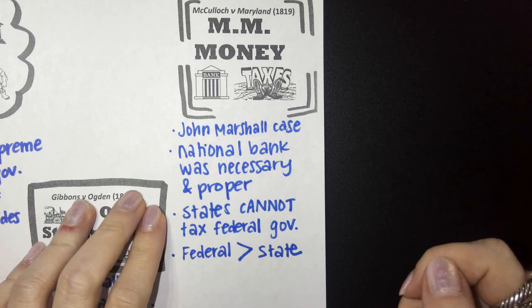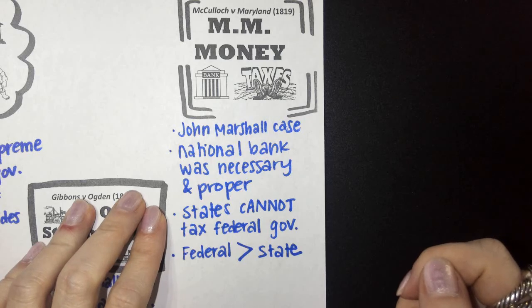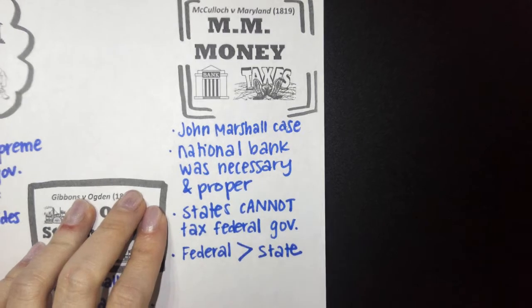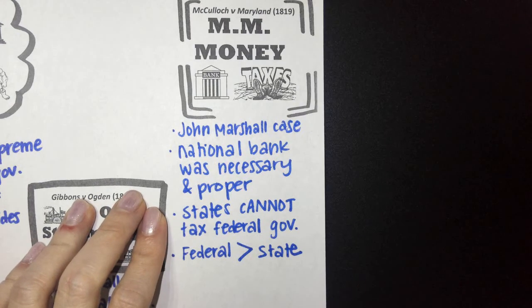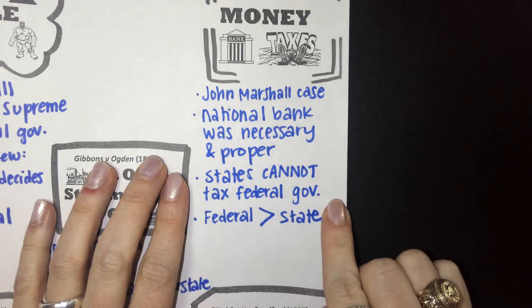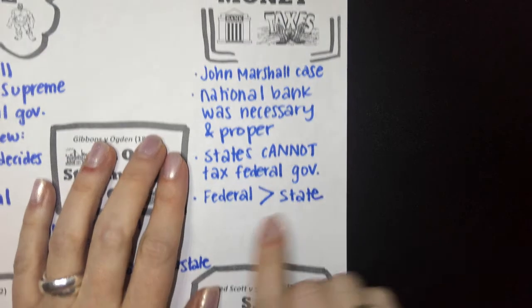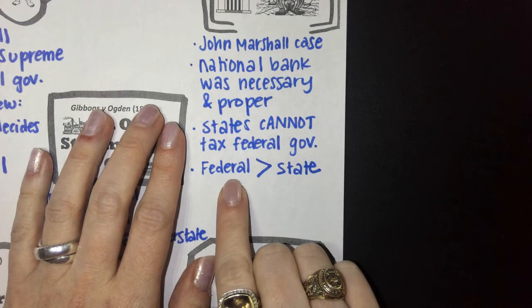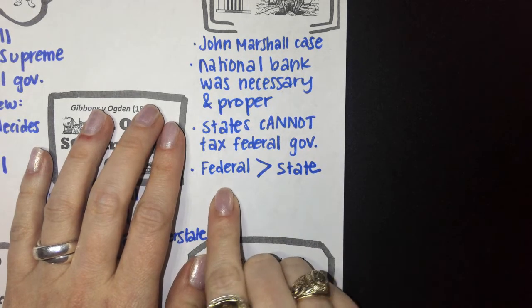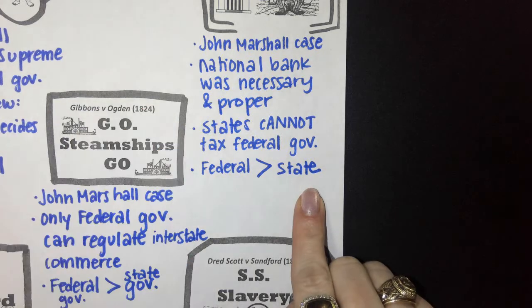They said, if you're a business in our state, then you should have to pay state taxes. Well, the federal government felt they should not have to pay taxes because they're the federal government. So this goes to the Supreme Court, where John Marshall is one of the Supreme Court judges, and they ultimately decide that the national bank was necessary and proper and that states could not tax the federal government. Ultimately, this proved that federal law is greater than state laws. So any laws passed by the federal government, states would also have to follow.